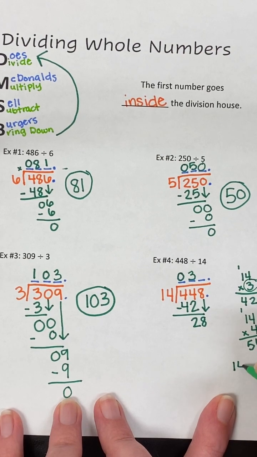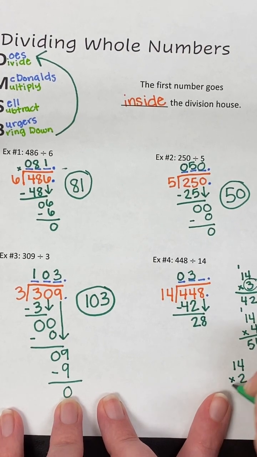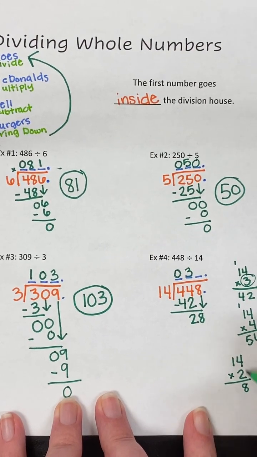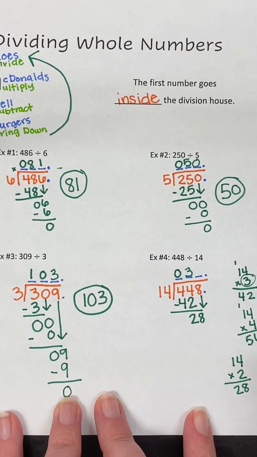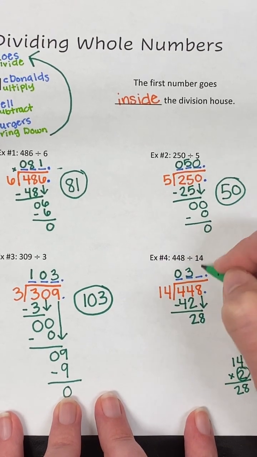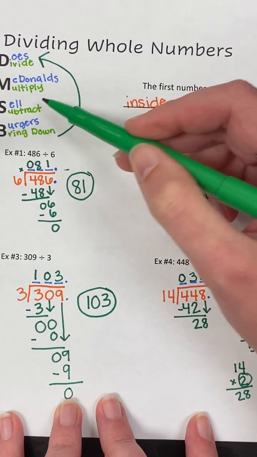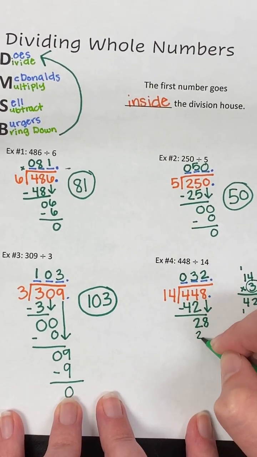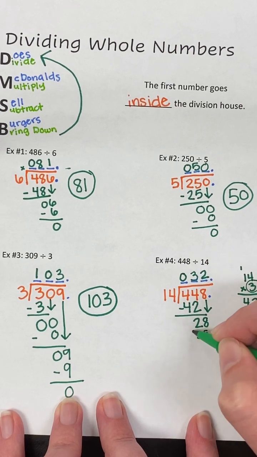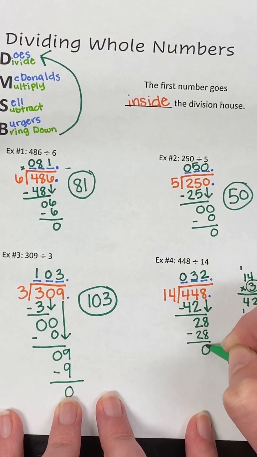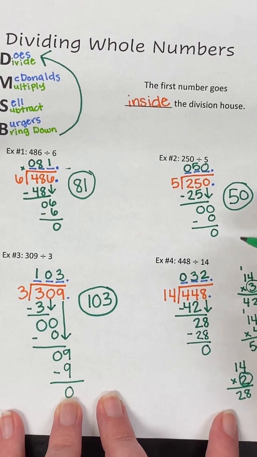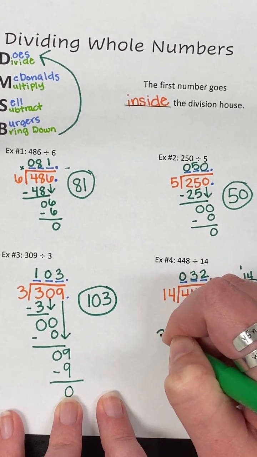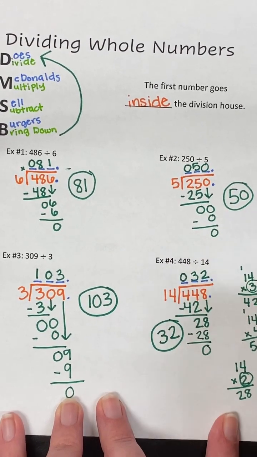Let's do 14 times 2. So that would be 8 and 2. Oh, that one works perfect. So the number I need is 2. My next step is to multiply. So 2 times 14 is 28. We just did that. Next step is subtract. 0. There's nothing to bring down. So my answer on this problem is 32.